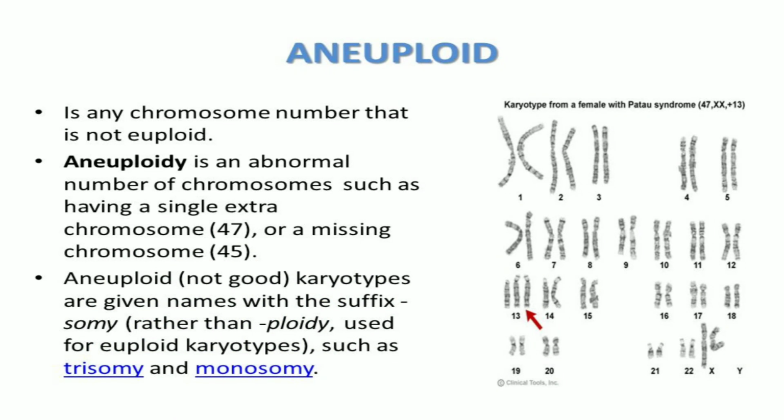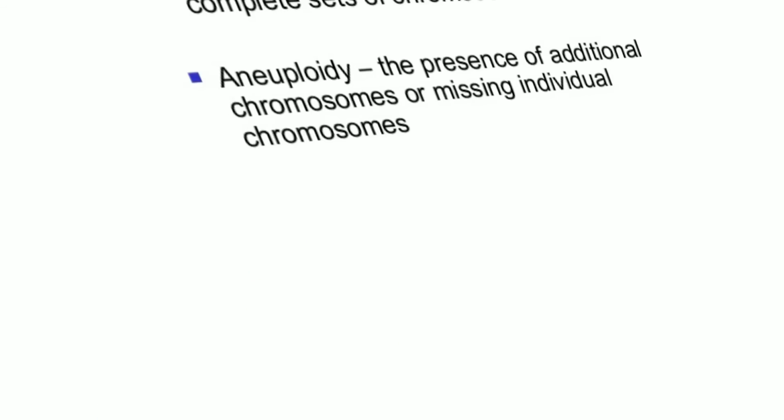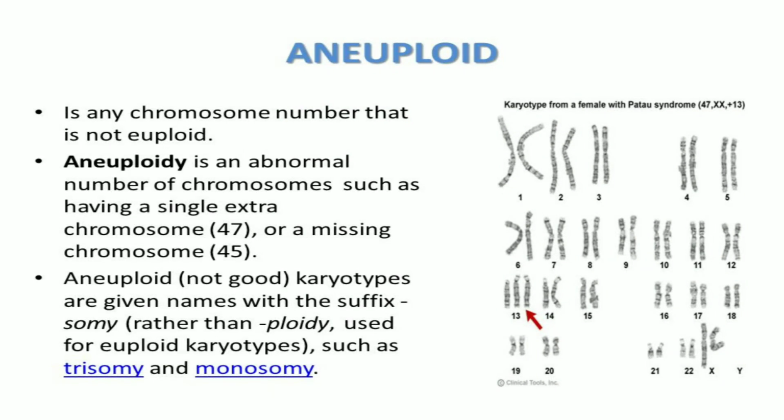Let us first discuss the aneuploids. If any chromosome number is not euploid, eu means true, ploid means multiple, that is, if the resultant chromosome number is not the exact multiple of the basic set, it is called an aneuploid. It is the abnormal number of the chromosome with either one extra or two extra or one lesser or two lesser. Now, in case of aneuploids, we have several conditions.